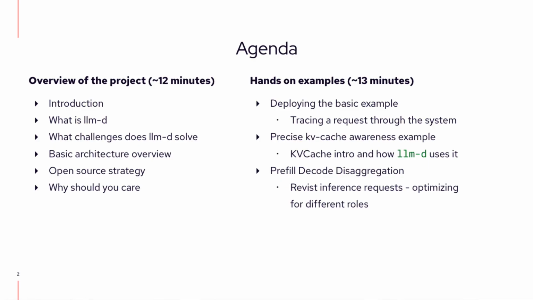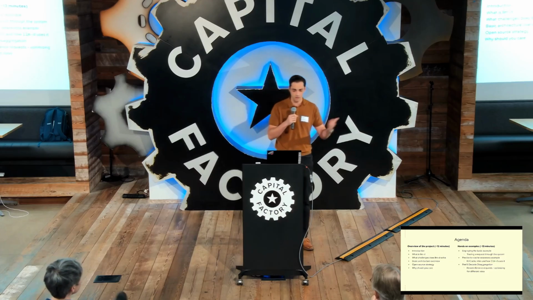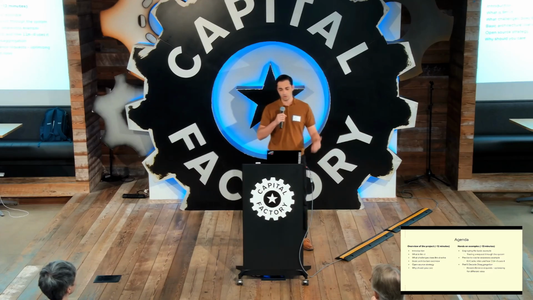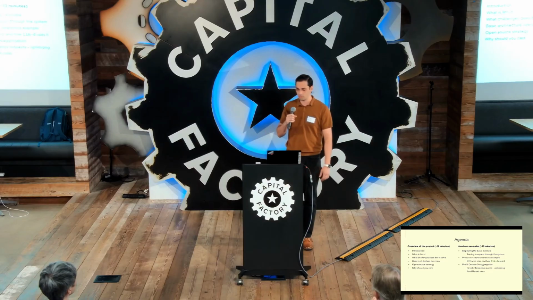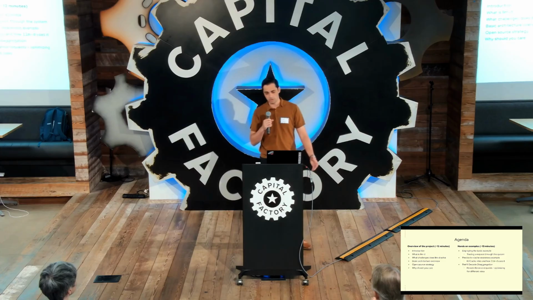So this is an agenda. We've got about 40 minutes of content to cover in about 20 minutes, so please bear with me. First, we're going to talk about what llm-d is. We're going to talk about the challenges that it's meant to solve. We're going to walk through the architecture to contextualize those challenges and how they're being solved. We're going to touch on our open source strategy, and then why, as members of the PyTorch meetup, you should care about this. Then we're going to transition to some hands-on examples.